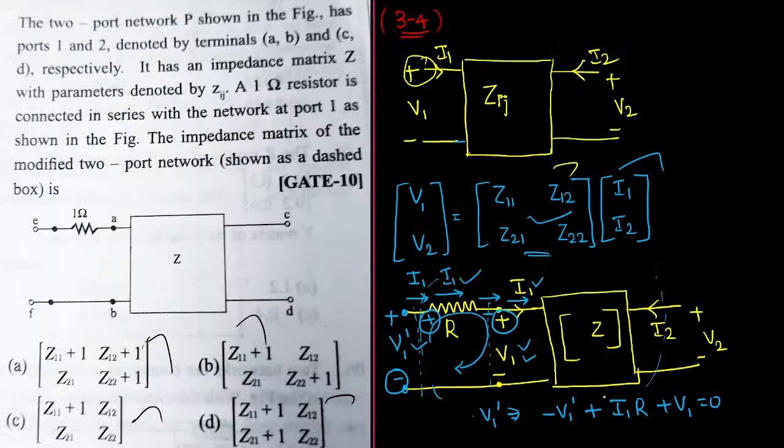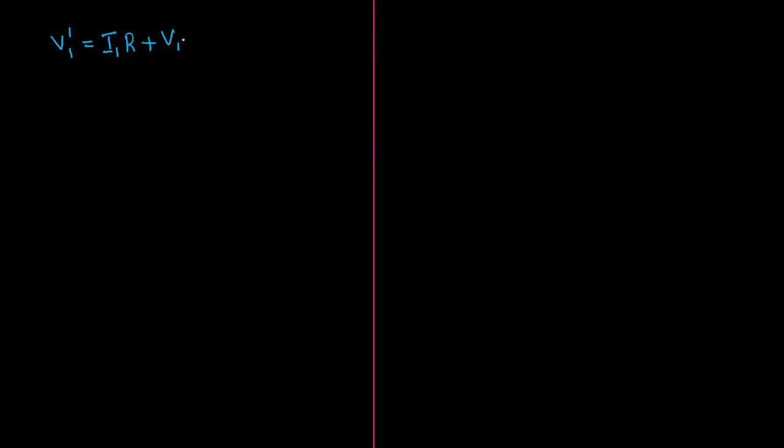I have just passed these two terms to the right hand side. Then its polarity will change. It will become minus. But already one more minus is there. This minus and that minus will get cancelled. So this is the new impedance network.